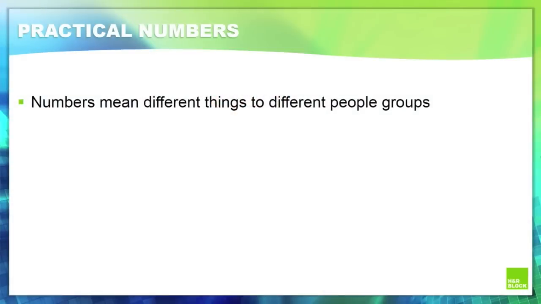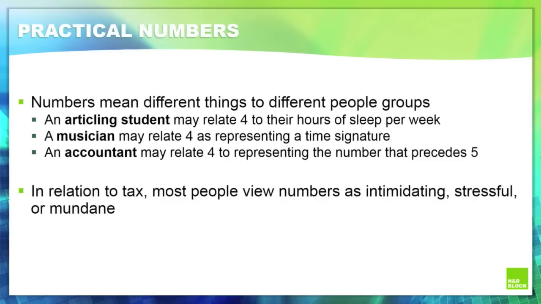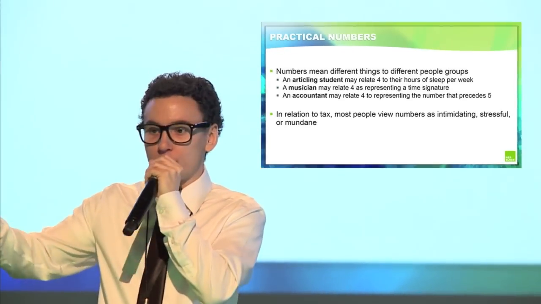Now, moving on, we looked at what numbers meant to different people groups. Some of you saw that 10 as an excited 10, or some of you saw it as a factorial. We looked at, for example, the number 4. When people think of the number 4, what other things could be associated with it? An articling student may think of the number of hours of sleep they get per week. A musician may relate it to a time signature. An accountant may relate it to the number that precedes 5. It's interesting how different people groups have different perspectives.